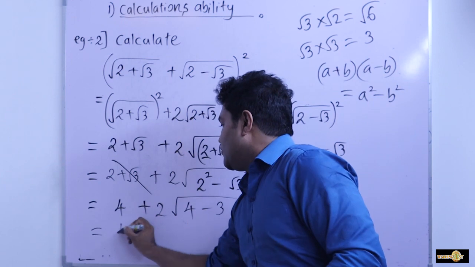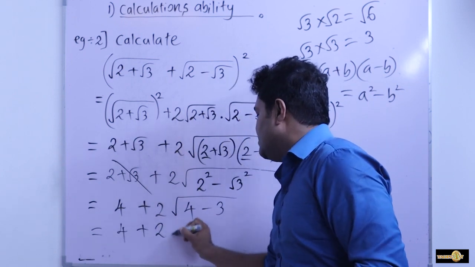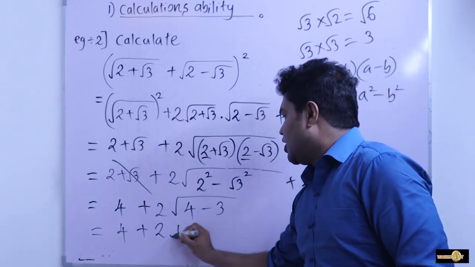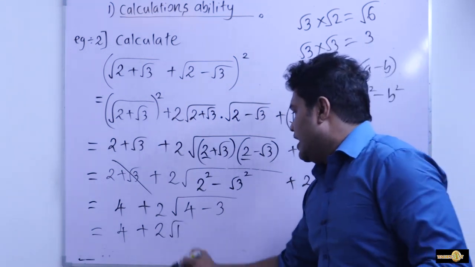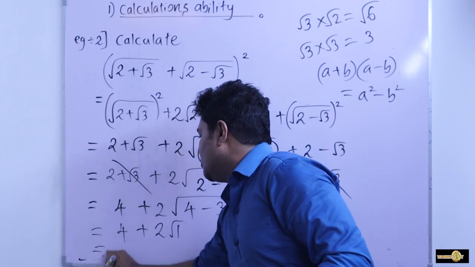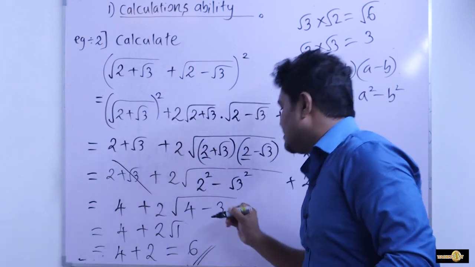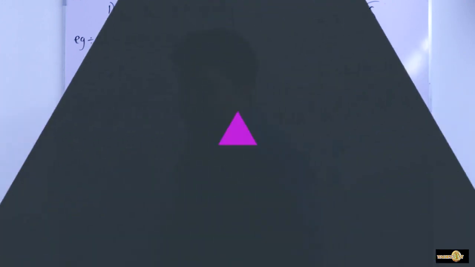Then what's your answer? 4 plus 2 times the square root of the answer inside, which will be 1. You know the square root of 1 is 1. Therefore, it will be 4 plus 2. What is 4 plus 2? 4 plus 2 is 6. This is the answer. Okay?